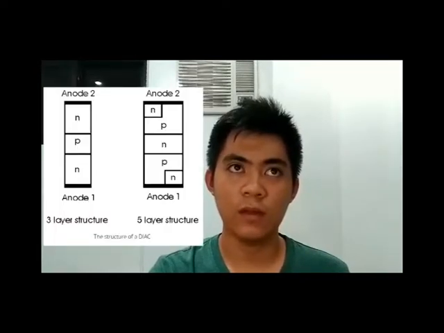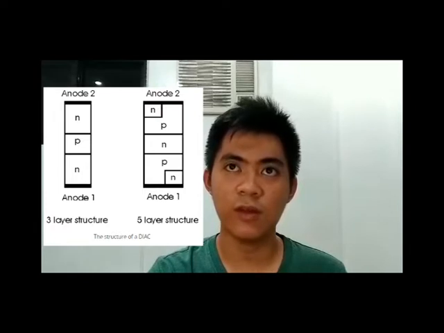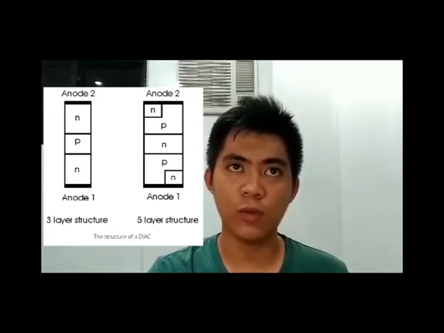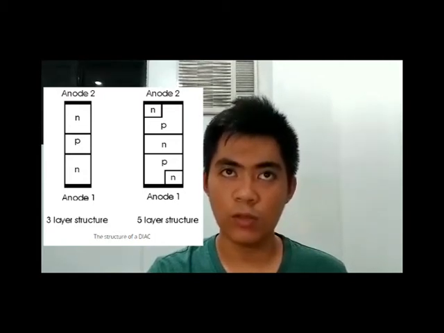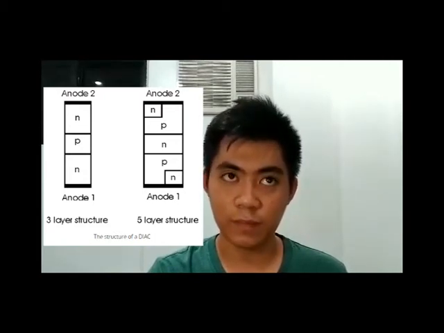This is the structure of a Diac. The Diac can be fabricated as either a 3-layer or 5-layer structure. In the 3-layer structure, the switching occurs when the junction that is reverse biased experiences reverse breakdown. The 3-layer version of the device is more common and can break over at a voltage of around 30 volts. Operation is almost symmetrical owing to the symmetry of the device.